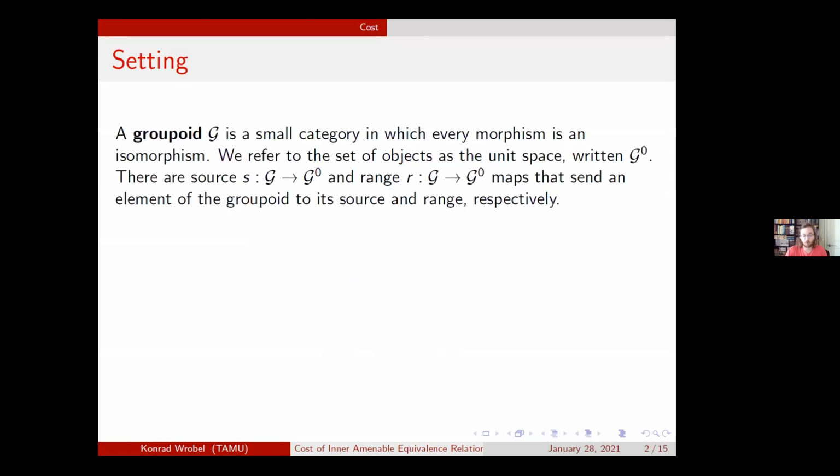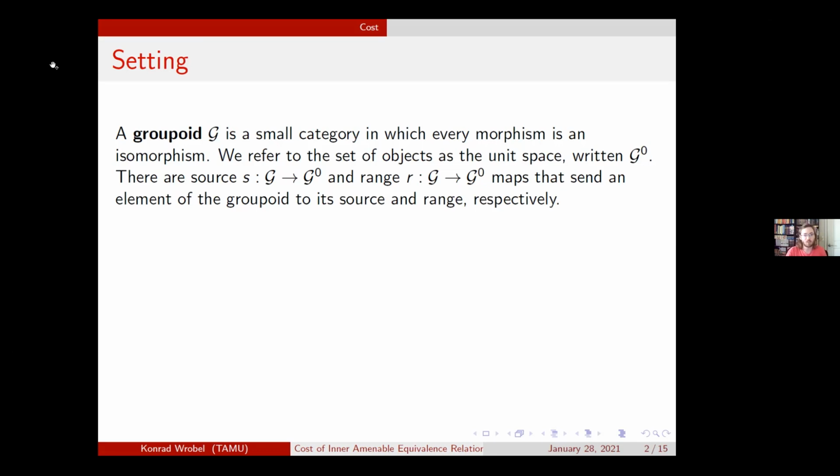So what's a groupoid? For my purposes, I'm going to be thinking of, where can I annotate here? Am I missing an annotate button? Okay, I'm not sure how to annotate right now, so I'll just explain it.